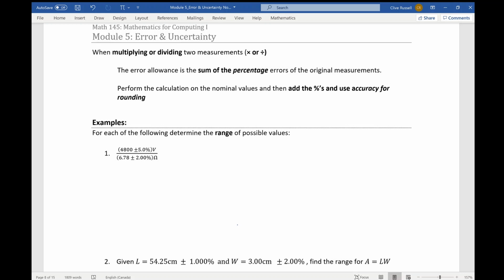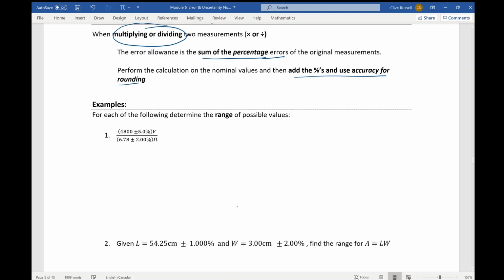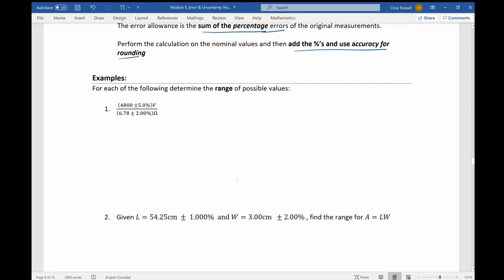We'll now look at errors involving multiplying and dividing. So the error allowance is the sum of the percentage errors. And we always round the percent using accuracy for our rounding. Let's just jump into an example here. We have 4800 volts plus or minus 5.0% divided by 6.78 ohms plus or minus 2.00%. So we're actually calculating a current here, I, in amps.